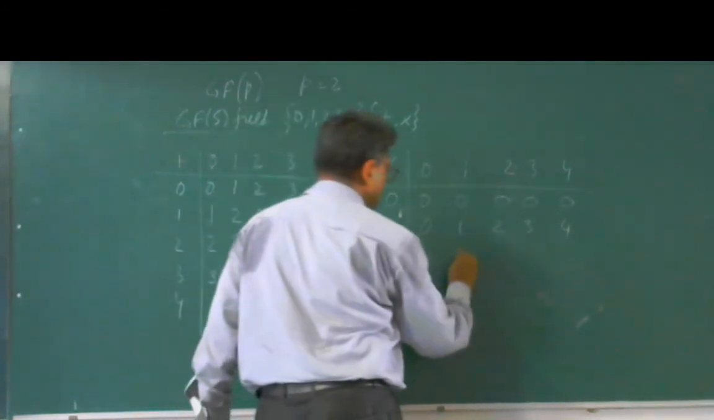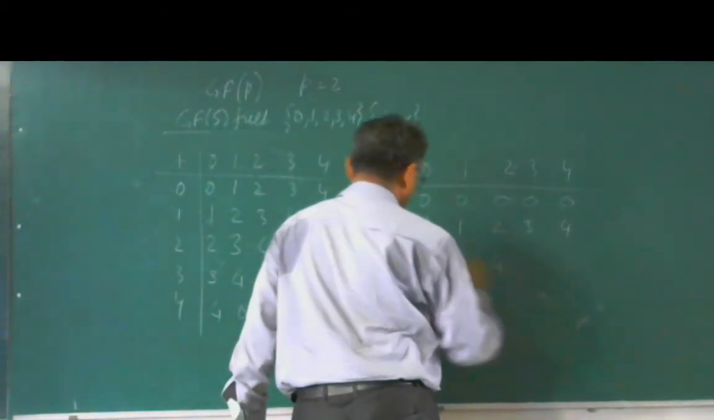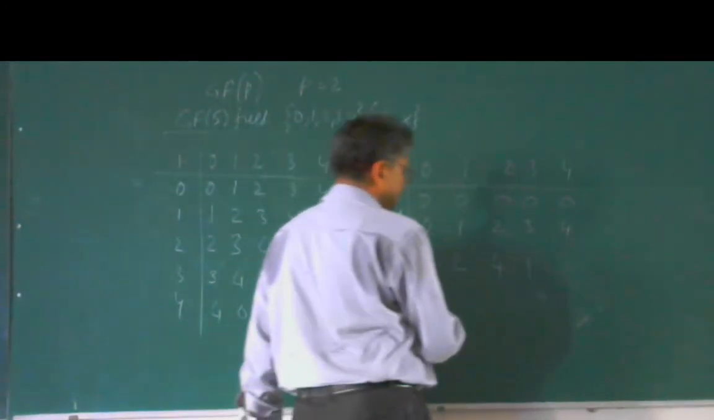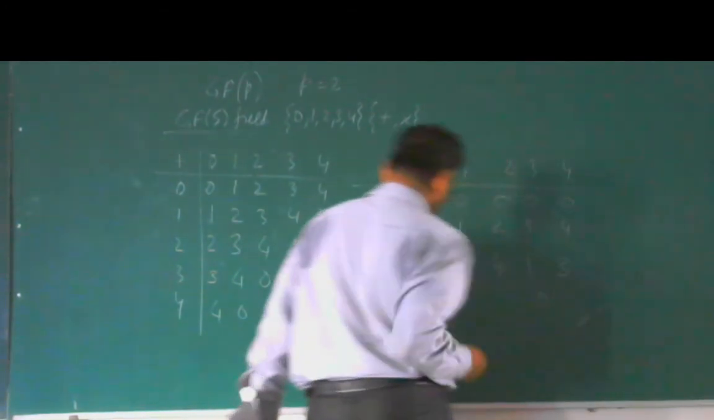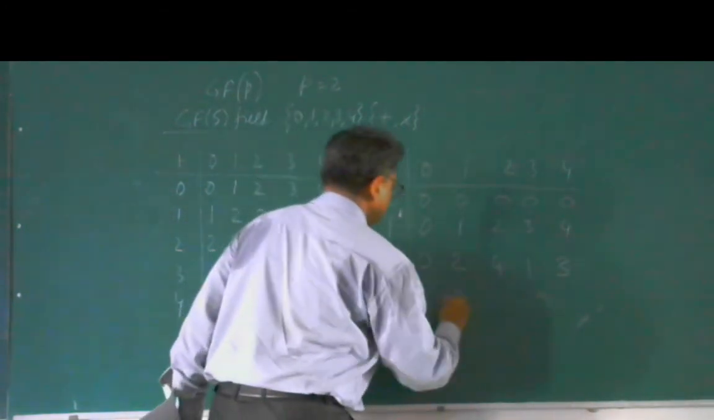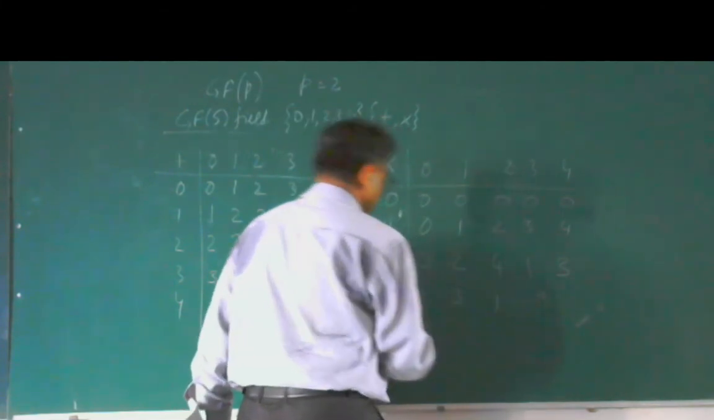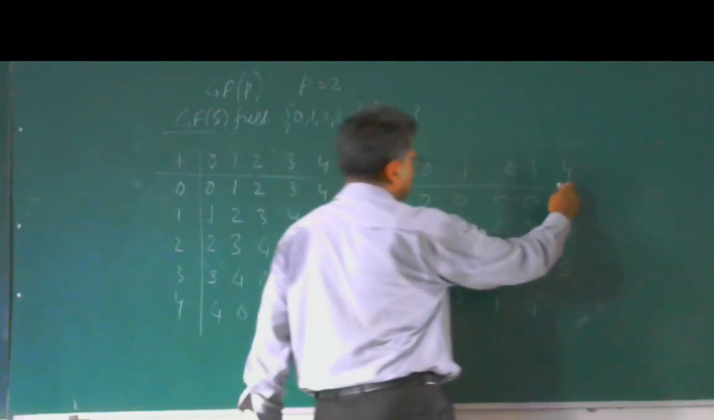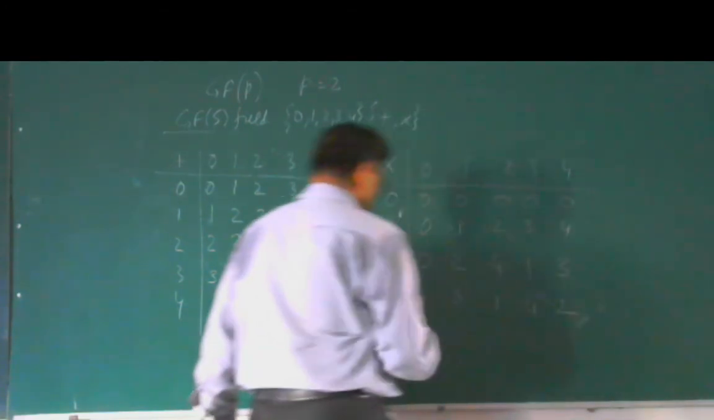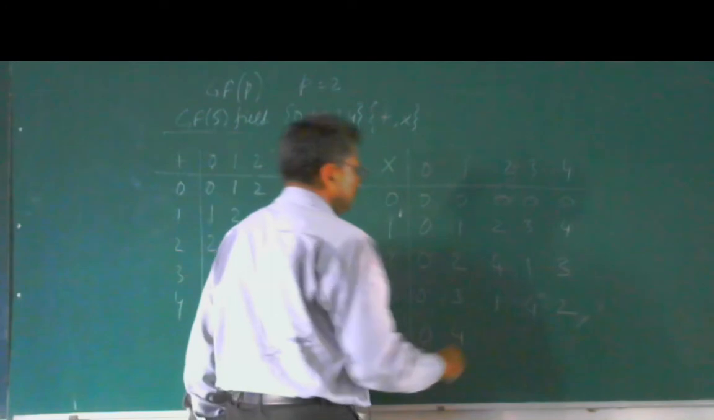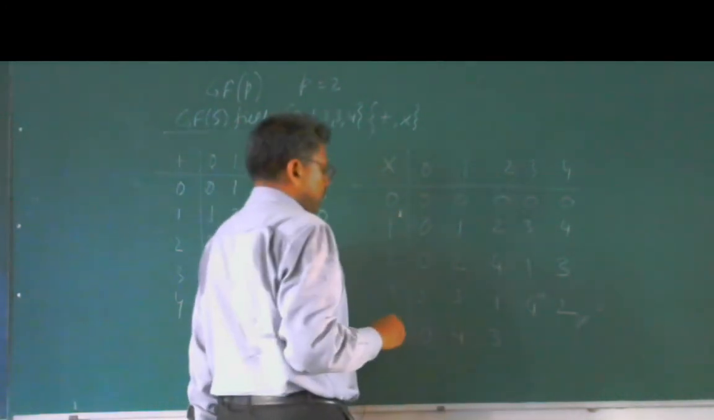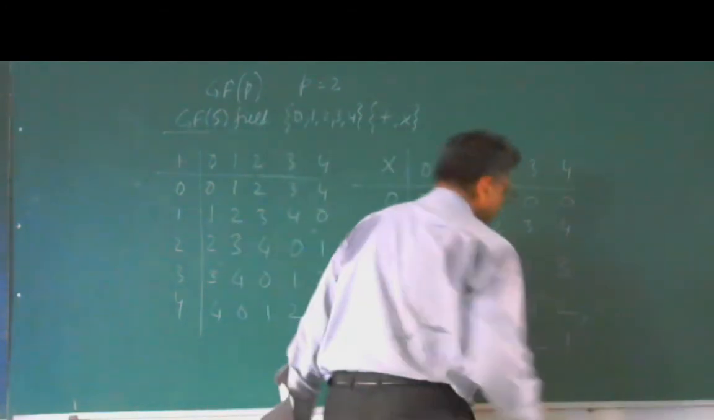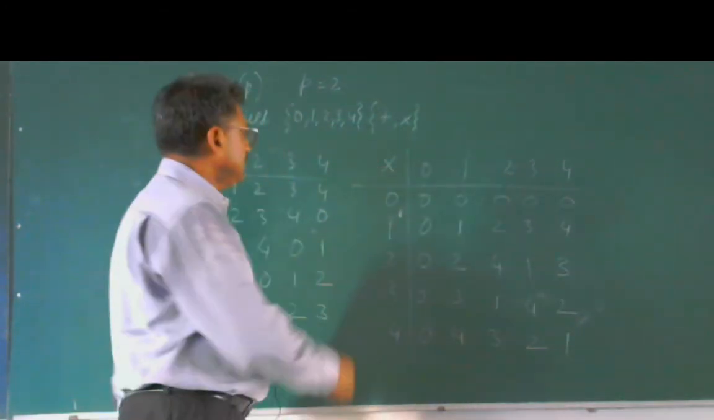2 multiplied by 1 is 2, 2 multiplied by 2 is 4, 2 multiplied by 3 is 6, 6 mod 5 is equal to 1, and 2 multiplied by 4 is 8, 8 mod 5 is equal to 3. 3 into 1 is 3, 3 into 2 is 6, 6 mod 5 is 1, 3 into 3 is 9, 9 mod 5 is 4, 3 into 4 is 12, 12 mod 5 is 2. 4 multiplied by 1 is 4, 4 times 2 is 8, we will get 3, 4 times 3 is 12, we get 2, and 4 times 4 is 16, we will get 1. So, this type of elements we will be getting.